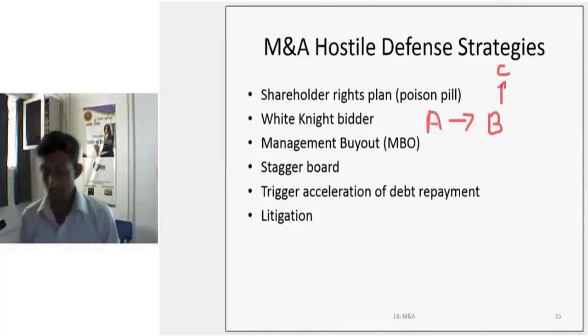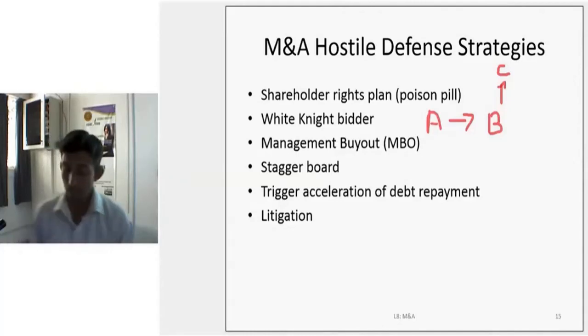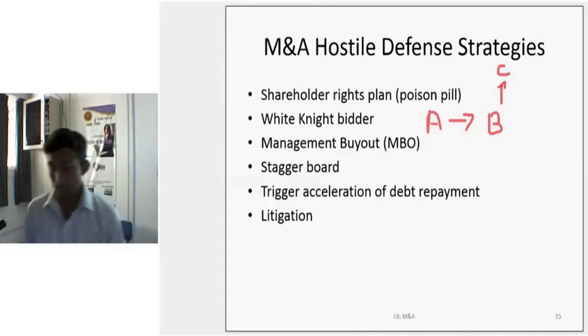And the other situation is the management buyout. Sometimes we discuss this: the own management of the company is going to take over the firm. And there's another called the staggered board. Now, the staggered board is also something used in the corporate world as a defense strategy. So we'll be discussing one by one, and I will explain further.